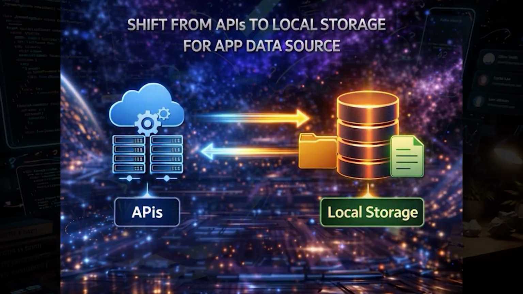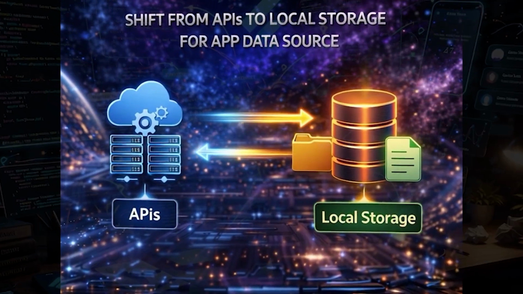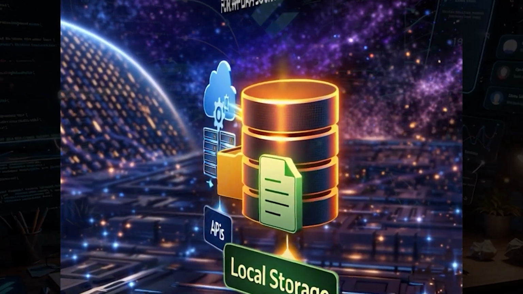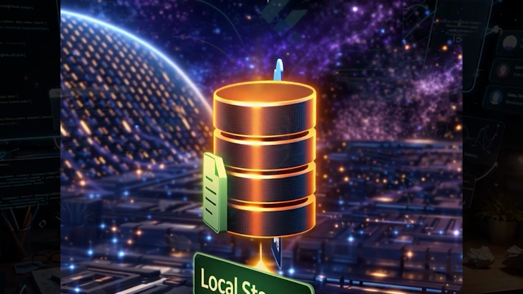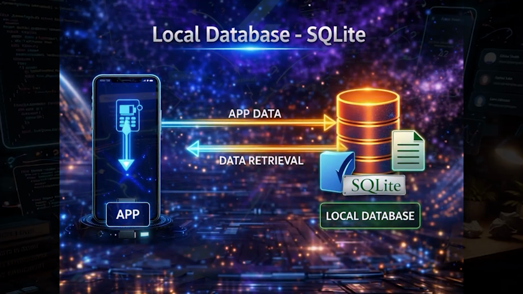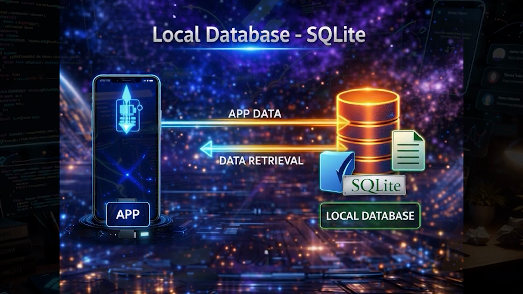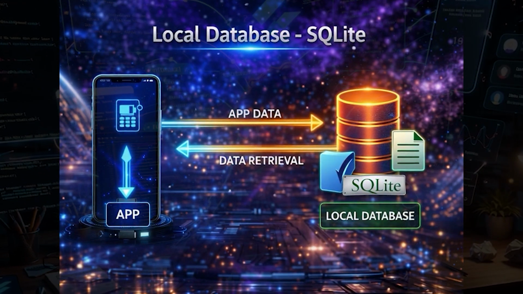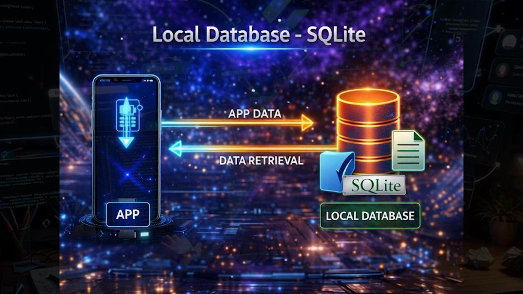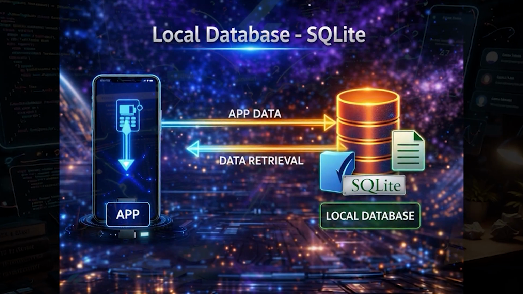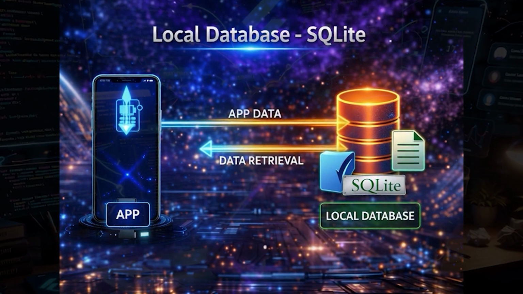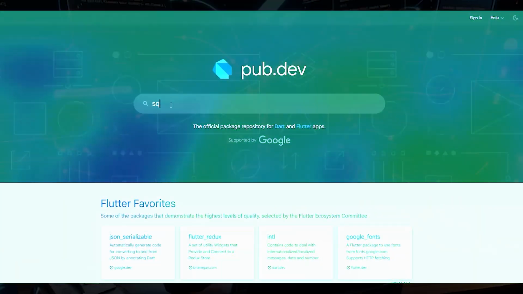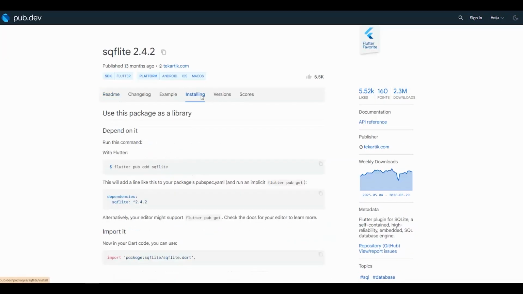So far, you've been fetching data from external APIs, which is great. But now, it's time to take the next step. What if you want to store and manage your own data? That's where databases come in. Let's start with local databases. These are databases that live directly on the user's device. And for Flutter, one of the most popular choices is SQLite. You can use it in Flutter with the sqflite package. This allows you to create a relational database right inside your app.